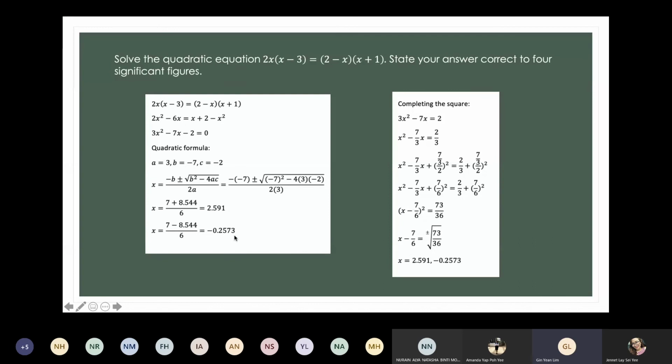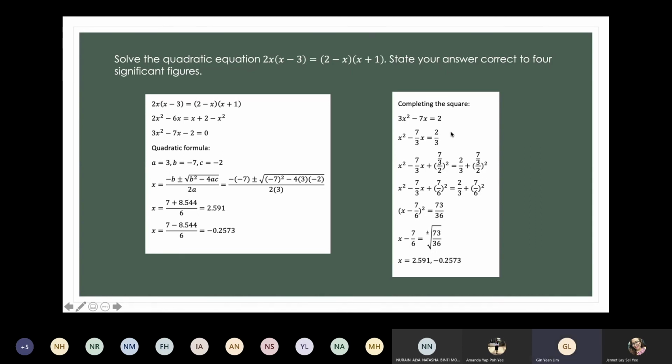For this question, you can also solve it using another method, which is completing the square. It's the same. First, you need to expand and form your equation into the general quadratic equation, in this case 3x squared minus 7x equals 2. You move your value for c to the right hand side. Then you eliminate your a to make a equal to 1. This is the first rule for completing the square: you need to get a equals 1. So when you do this, your b will be negative 7 over 3, and your c will be 2 over 3 at the right hand side.